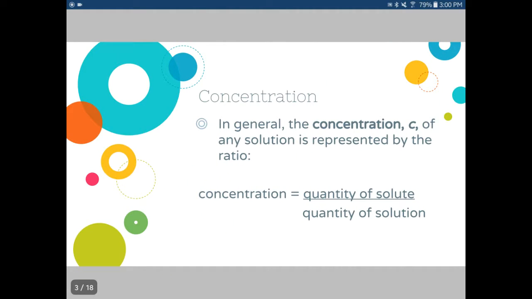Now, in general, the concentration of any solution is represented by this ratio, where concentration is equal to the quantity of your solute over the quantity of your solution. In general, the quantity of your solute will be in grams, and the quantity of your solution should be in some sort of volume measurement. This might be milliliters or liters, depending on the type of concentration that we're going to be calculating for.